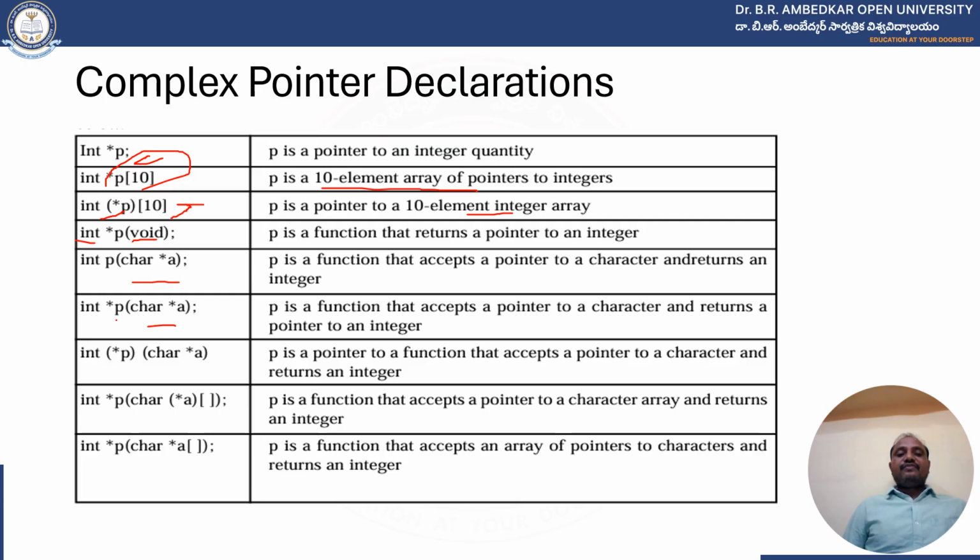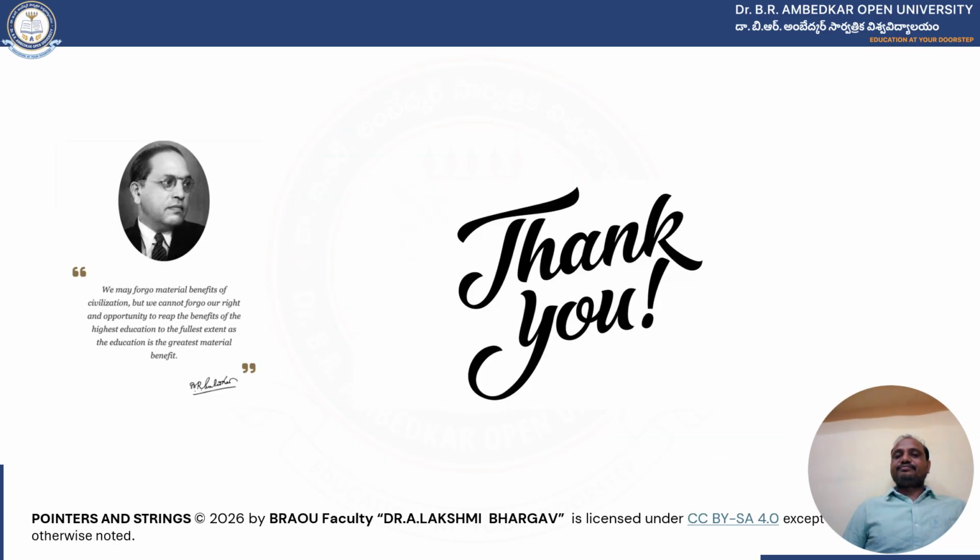Next, p of character A ampersand. It is a function that accepts a pointer to a character array and returns an integer. Now you take int p of char asterisk a of array. P is a function that accepts an array of pointers to characters and returns an integer. So this is about pointers. Thank you.